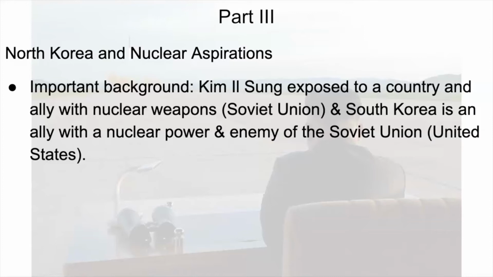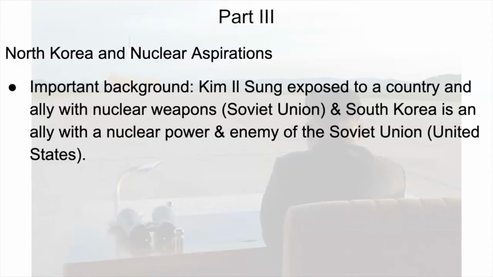Before moving forward, I think it's important to note that Kim Il-sung has a very close relationship with the Soviet Union, which is a nuclear weapons holding nation. And South Korea is an ally with a nuclear weapons holding nation and enemy of the Soviet Union, that country being the United States. I think that's important to note as we move forward with North Korea and its timeline for gaining nuclear power.